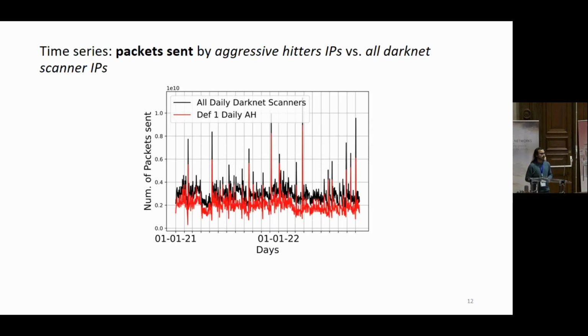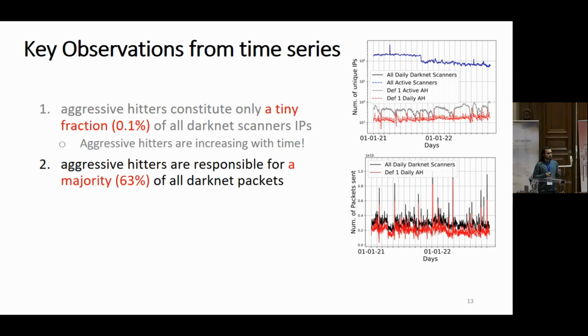Second, we plotted a time series showing the packets sent by aggressive hitter IPs versus all the darknet scanner IPs. And in this figure, the red line represents the packets sent by aggressive hitter IPs. So from this second figure, the key observation is that aggressive hitters are responsible for a majority of all the darknet packets. So despite being only a tiny fraction in their population, they send a majority of packets to our darknet.